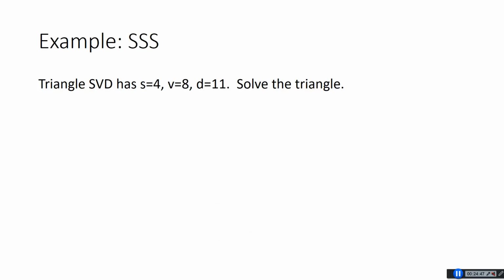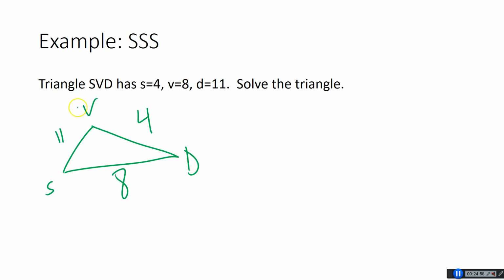So here we have side, side, side. So we have triangle SVD. We got S is 4, V is 8, D is 11. Okay, so for this one, we just got to figure out which angle we want to solve for. I don't know, let's solve for, I guess, S first. So when you solve for S first, I need the 4 squared on the left.